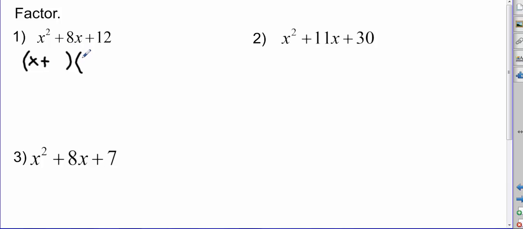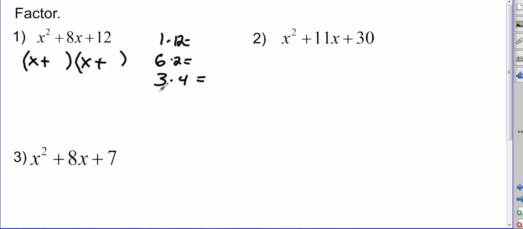So let's go ahead and set up what we're going to use here, and then let's figure out which numbers we want. We have a 12 sitting there. What numbers can we multiply together to get 12? Well, we can multiply 1 and 12 together. We can multiply 6 and 2. We can multiply 3 and 4.